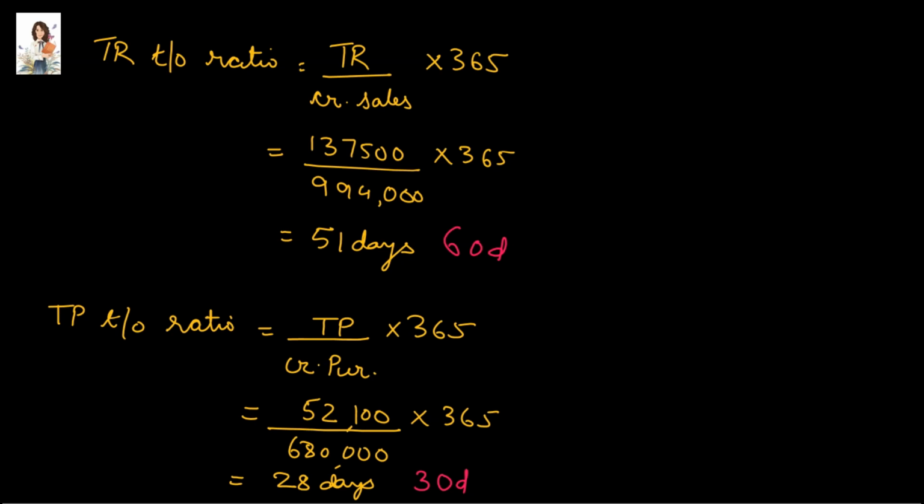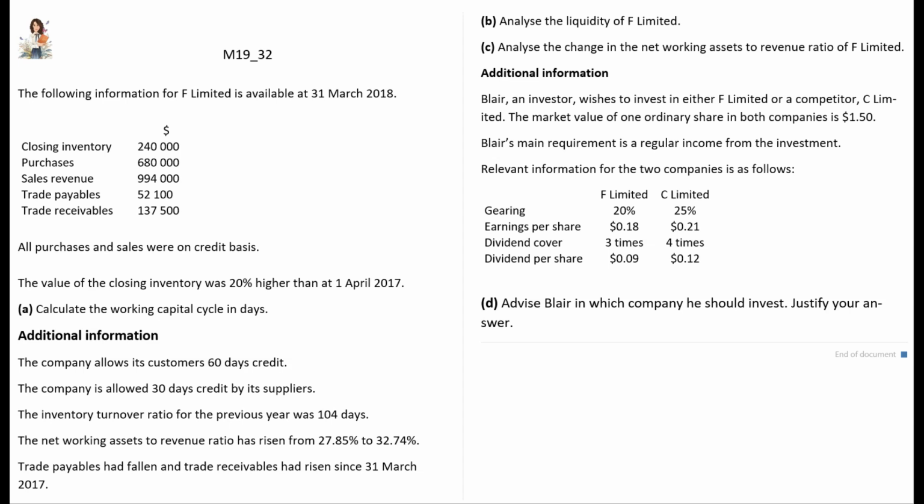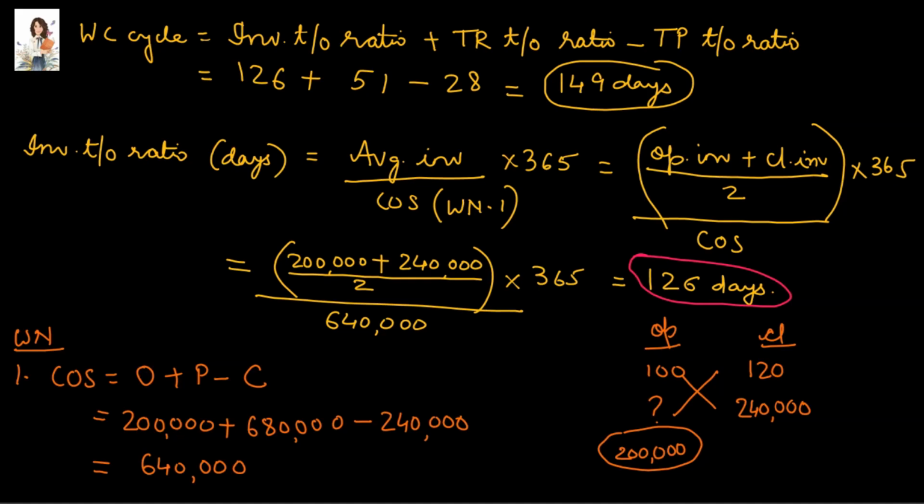But cash outflow is in 28 days from the date of purchase of raw materials, and cash inflow is within 51 days from the date of purchase of raw materials. So there is an adverse effect on cash flow because cash inflow is happening much later than the cash outflow. In the previous year, the company could sell the entire batch of goods within 104 days. This year, the company is taking 126 days to sell the entire batch of goods.